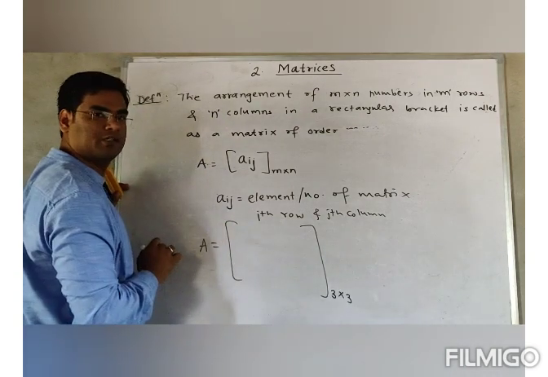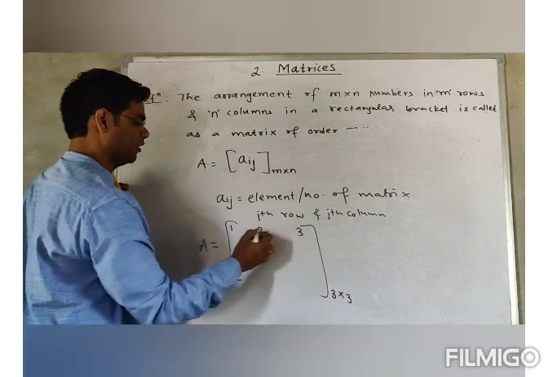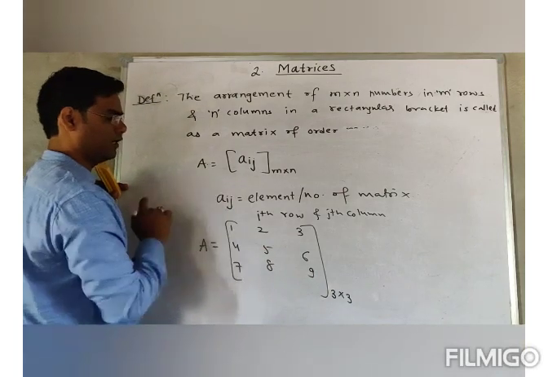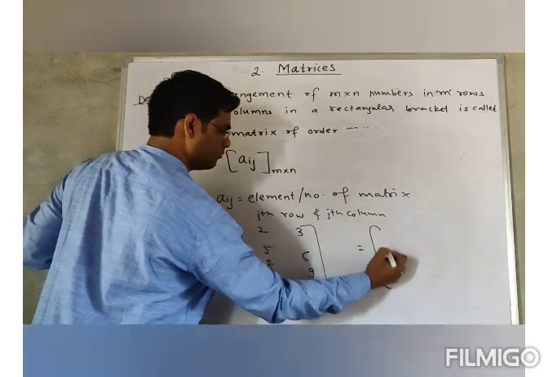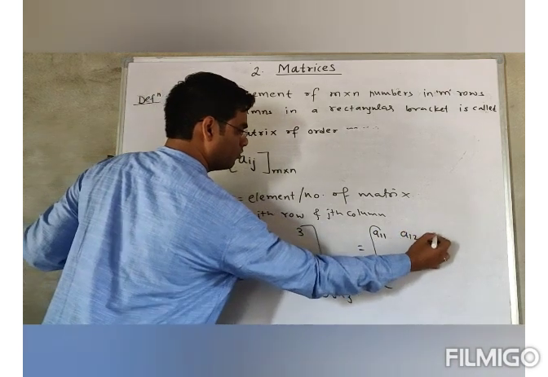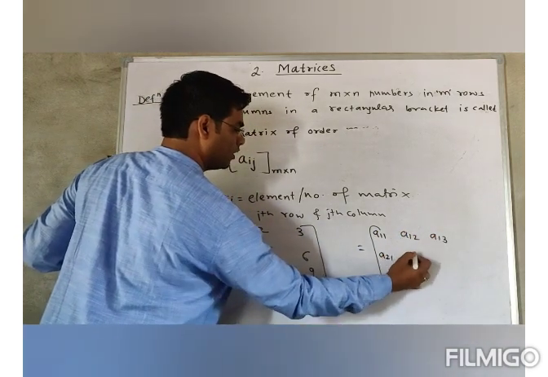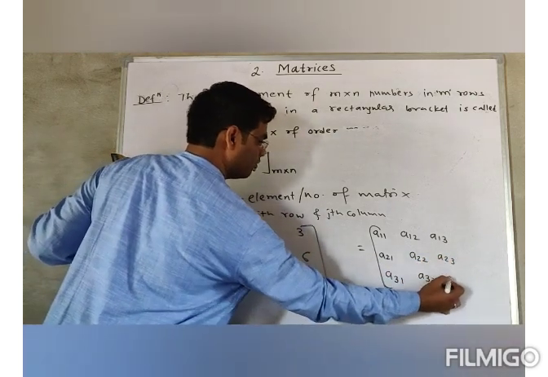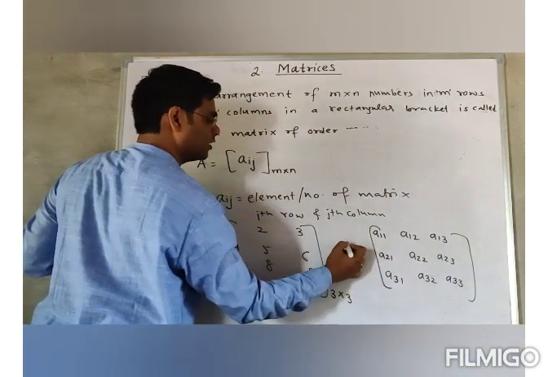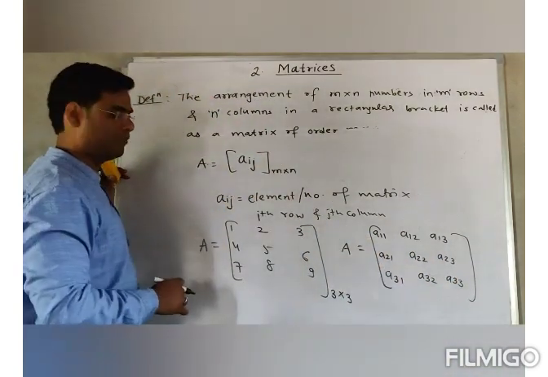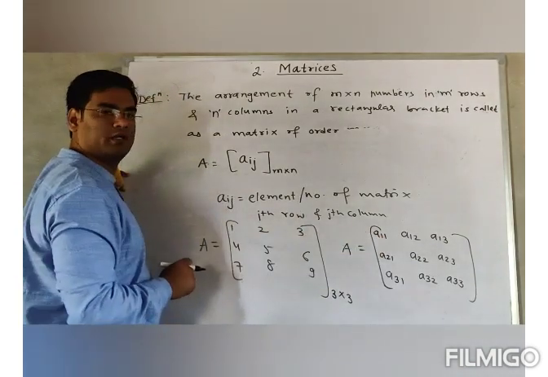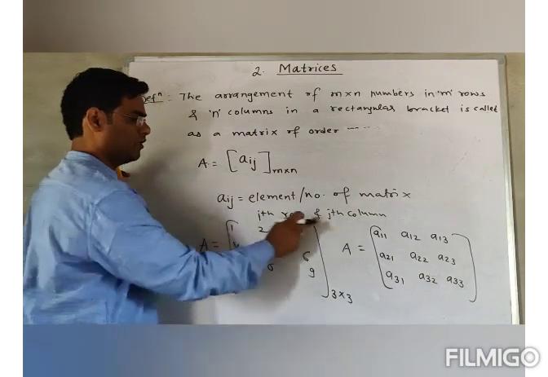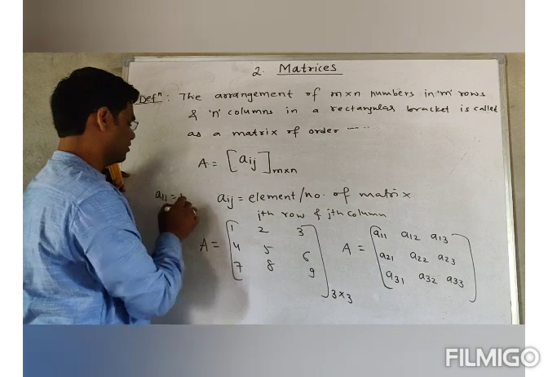For example, suppose A is a matrix having 3 into 3, total 9 elements: 1, 2, 3, 4, 5, 6, 7, 8, 9. Now what does Aij mean? In symbolic form these numbers are represented as A11, A12, A13, A21, A22, A23, A31, A32 and A33. These are the positions of the elements in a given matrix. A11 is the element of first row and first column. In this matrix 1 is A11.